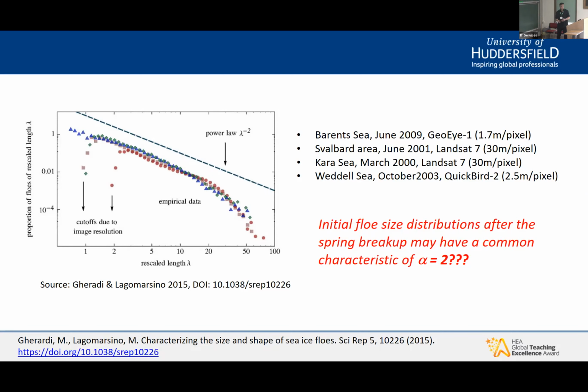So now I think we saw this coincidence between our result and their result, and we are asking whether the actual initial floe size distribution from the spring breakup may have some power law behavior of alpha equal to 2. So that's my first question I want to raise in this research.